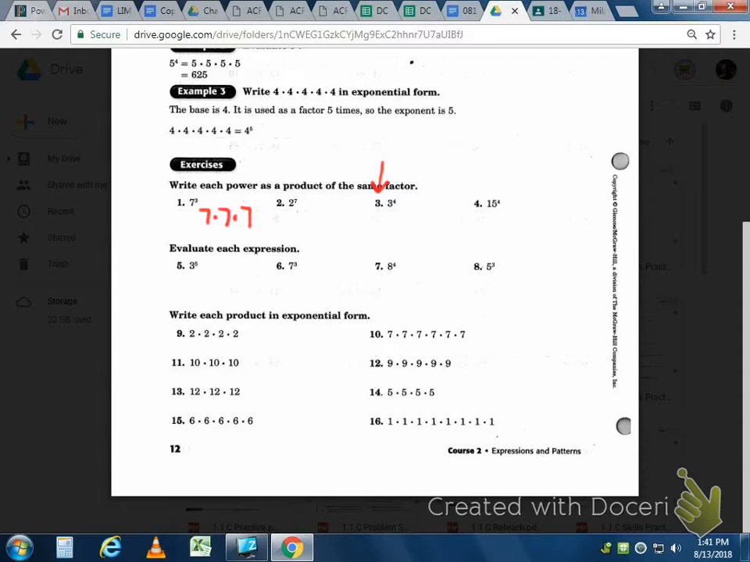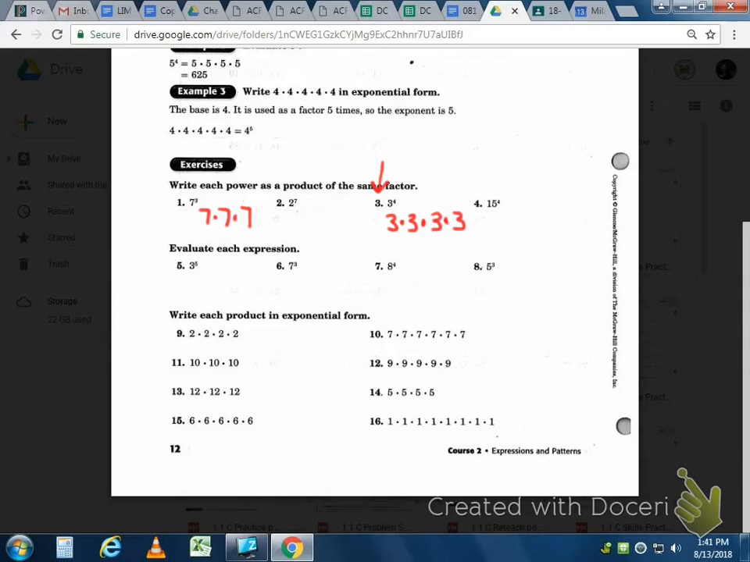Tell me your first name. Caden. Caden, what would you write? I would write 3 times 3 times 3 times 3. You take the base 3 and write it 4 times.